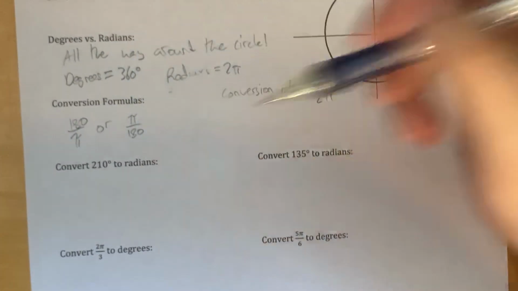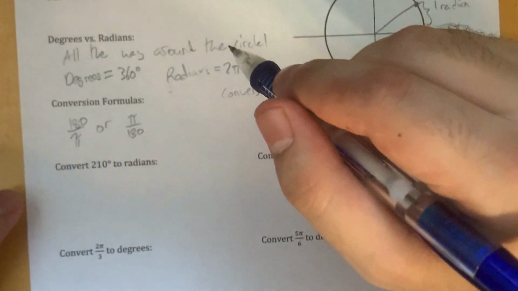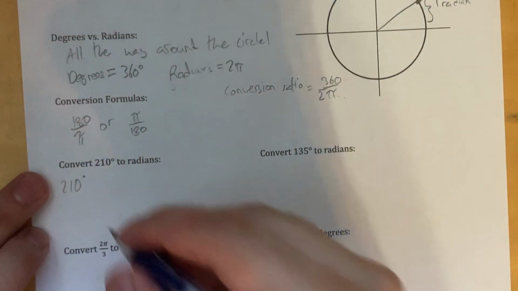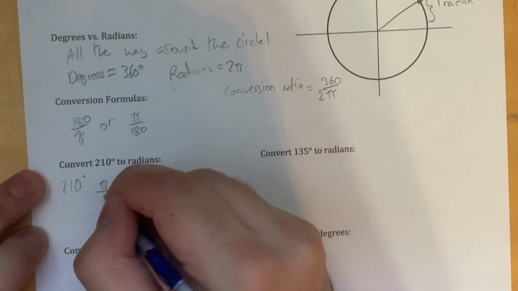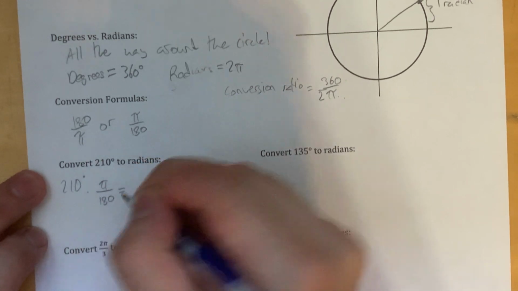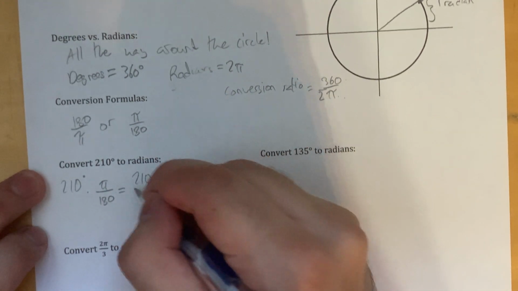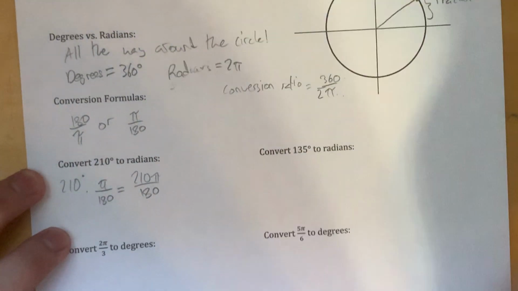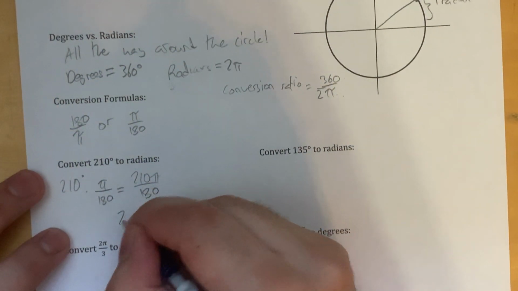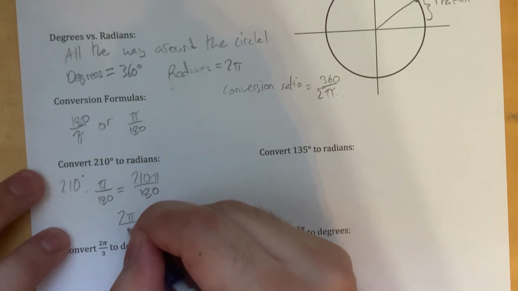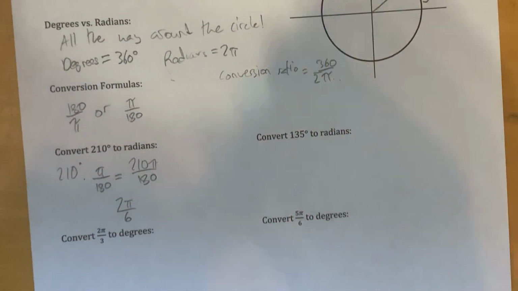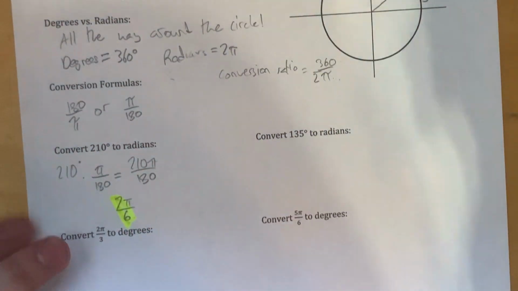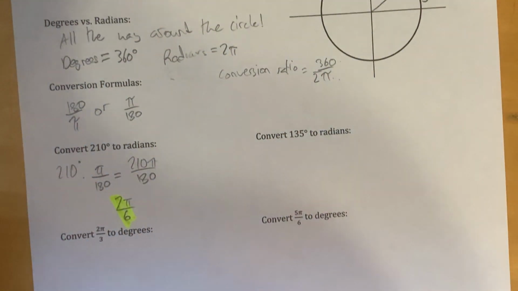Here, let's do the first one. Convert 210 degrees to radians. So I have 210 degrees. I want to introduce pi. So I'm going to multiply by pi over 180, which would give me 210 pi over 180. Are we done? No, because we can simplify 210 divided by 180, and we will get 7 pi over 6. That is our answer. 7 pi over 6.